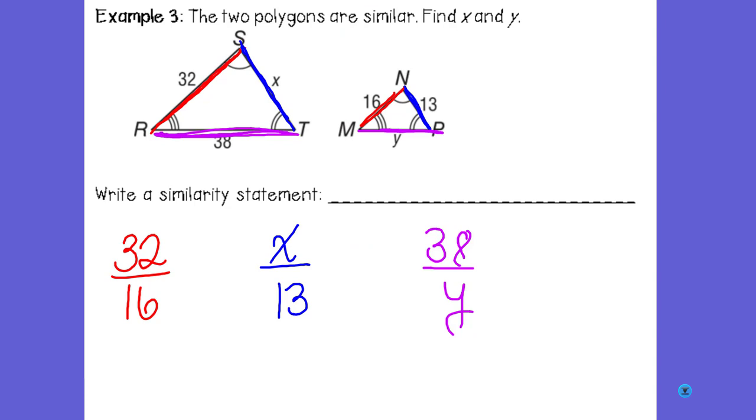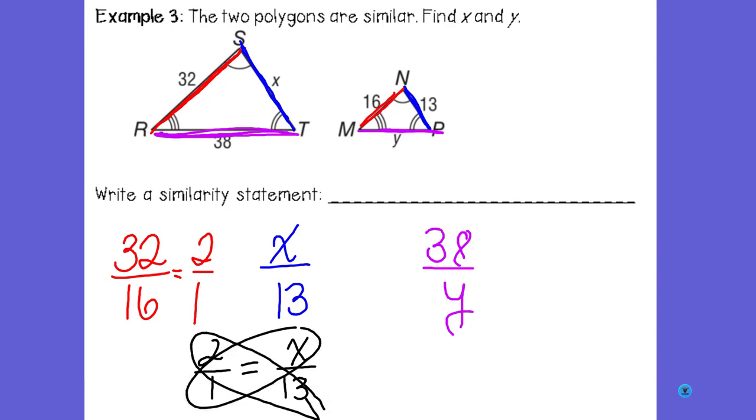So first off, I want to simplify, I want to reduce this fraction. 32/16 reduces to 2/1. And I want to find these missing variables. So what I can do is set these ratios equal to each other and cross multiply. So I can set 2/1 equal to x/13, because these two polygons are similar, so those ratios should be equal. And so now I'm going to cross multiply and get 1 times x is x, 2 times 13 is 26, so x is 26.